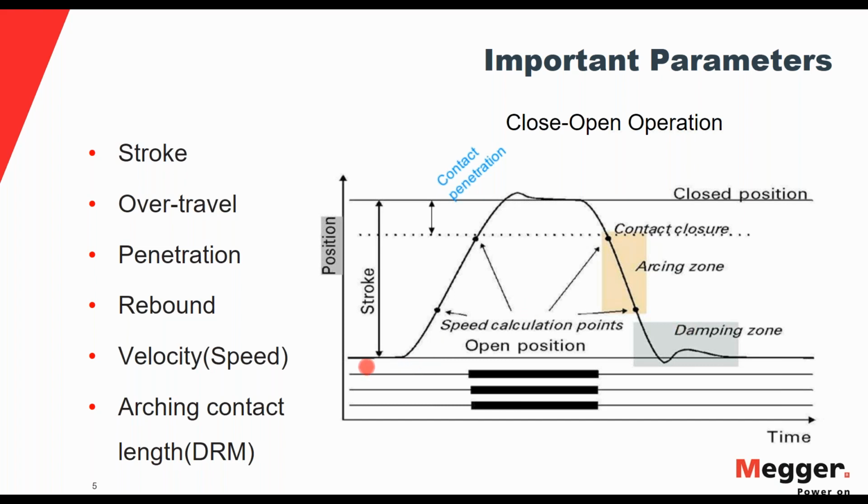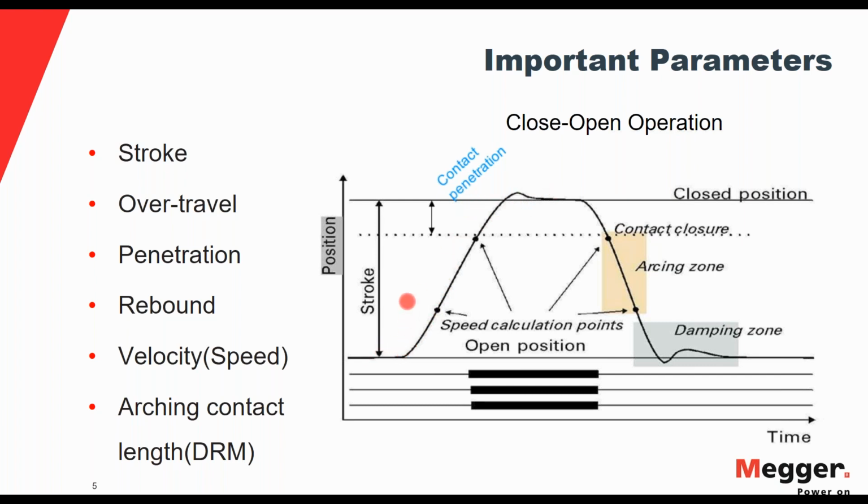Basically, here I have my timing test. Here, the thick line is when the breaker is closed, and the thin line is when the breaker is open. It was open, I closed it, and then I opened it again. During this operation, my motion started from one position, the open position, then went all the way up into the closed position.